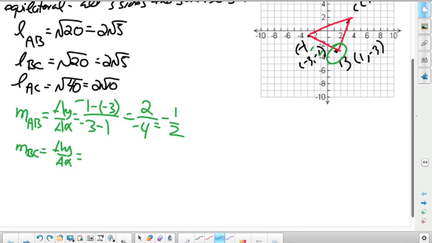So here BC is negative 3 minus, let's say, is that a 1? I lost my coordinate. Somebody help me out, is that a 1? Yeah. And then the delta x is 1 minus 3. 3, thank you. So I get negative 4 over negative 2, which is equal to 2.